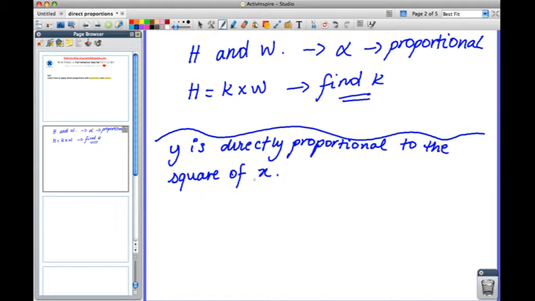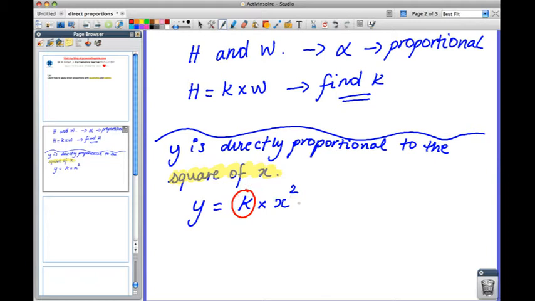Well, the square of x means x squared really. So if I was to write an equation, I'll write it as y is equal to k times x squared, because we're talking about the square of x. It could have been the square of z, it could have been the square of w, the square of anything, as a matter of fact. But in this case, we've got the square of x, so we write it as y is equal to k times x squared. And just like I said in my previous video, the first thing you need to do is work out the value of k.